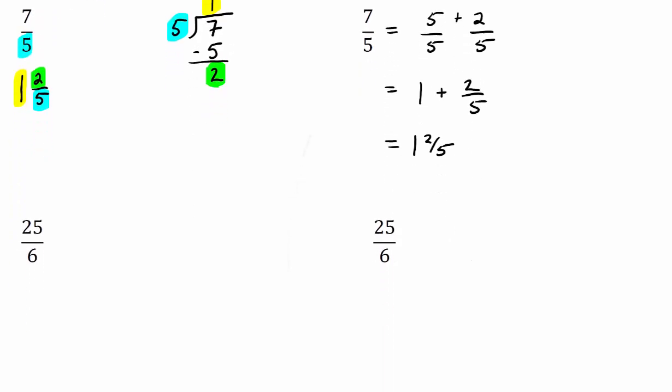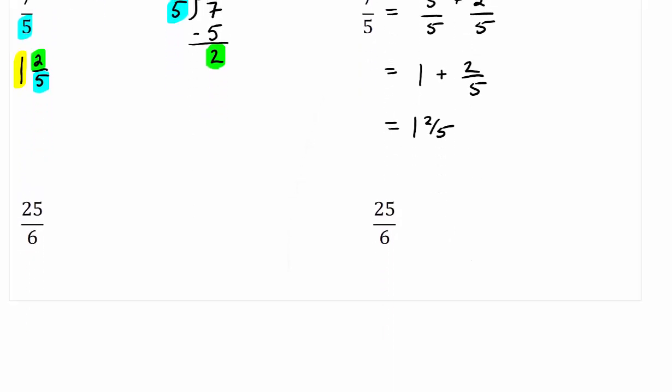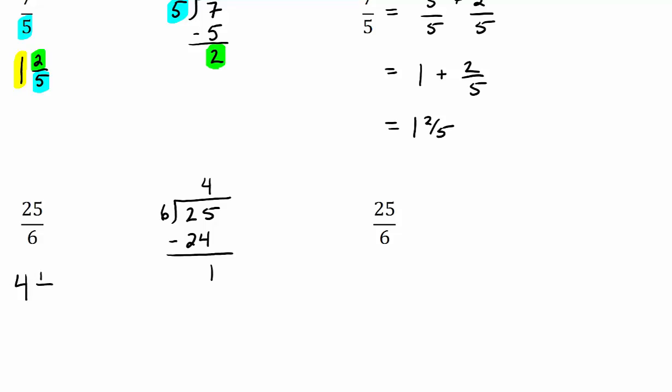Looking at another example here, 25 over 6. So again, let's take that 6 and divide it into 25. 6 won't go into 2, but 6 will go into 25 4 times. If I do a backwards multiply, I will get 24. Do my subtraction, 25 take away 24 is 1. And so I know that this is going to be 4, and then I still have a remainder of 1 trying to be divided by 6.